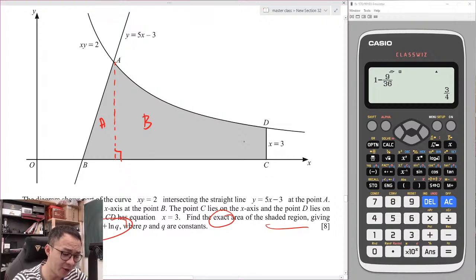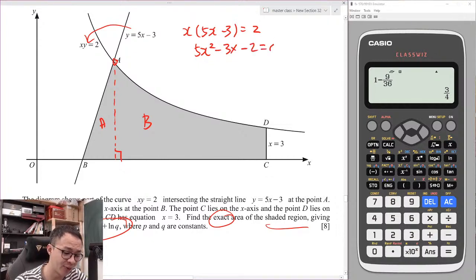Alright, so in order to find A here, I need to know 3 of these coordinates. The first thing is I want to find the intersection point. How to find the intersection point? Sub the y into the y here. So xy equals 2, and my y is 5x minus 3. So 5x squared minus 3x minus 2 equals 0.